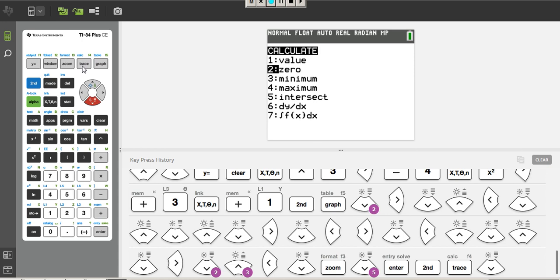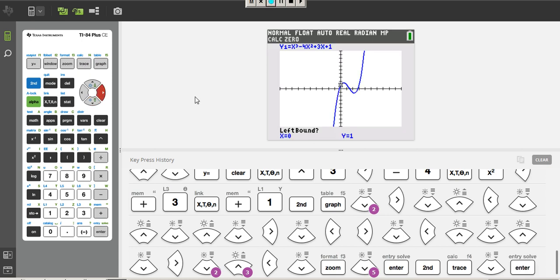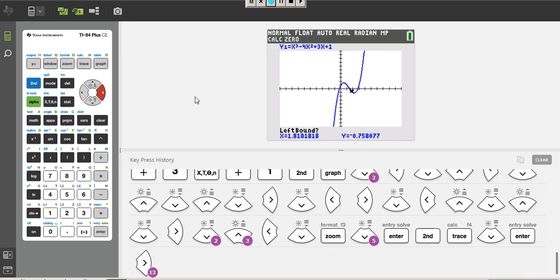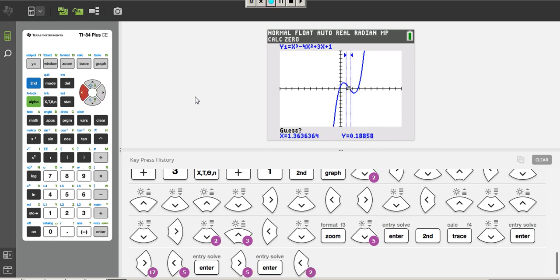I want to look for the 0, so right about here between 1 and 2, so let's calculate it. Second calc, 0. And then I'm going to look for this 0 that we know over here is between 1 and 2. So I'm on the left of that 0 right now, press enter. Then I go to the right of it, press enter. And then press enter again. And we said there's a 0 between 1 and 2, and you can see that it's at 1.44. That's between 1 and 2.